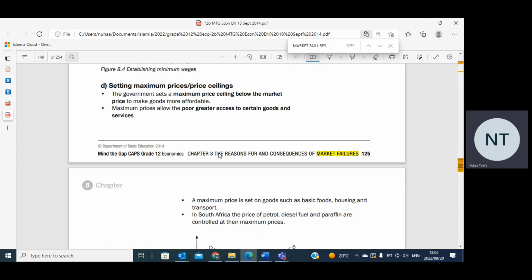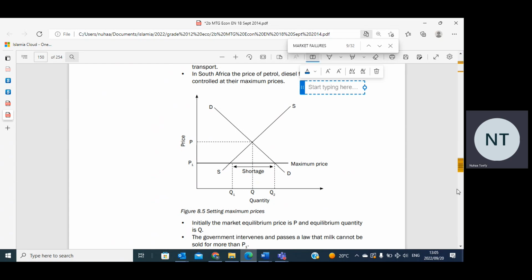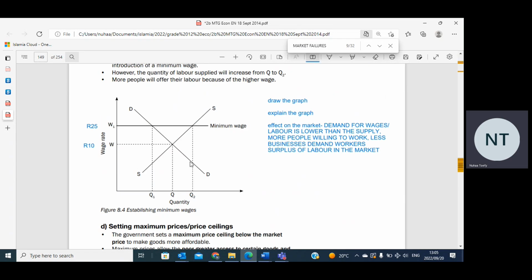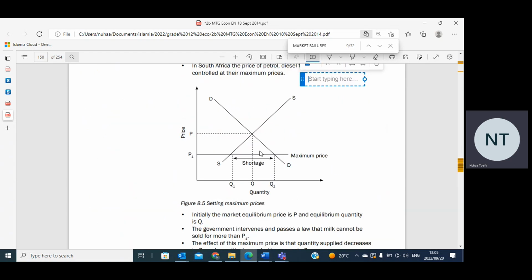Okay, right. Now let's look at maximum prices or price ceilings. So it says here a maximum price can be set on goods such as basic foods, housing, and transport. Why? Because they are basic necessities that we need, so we don't want them to be too expensive. So the government will do that. Now, the most common mistake made is that because this is minimum, people think it's there at the bottom. It's not. The minimum is above the equilibrium and the maximum is below the equilibrium. It's basically swapped around, right?